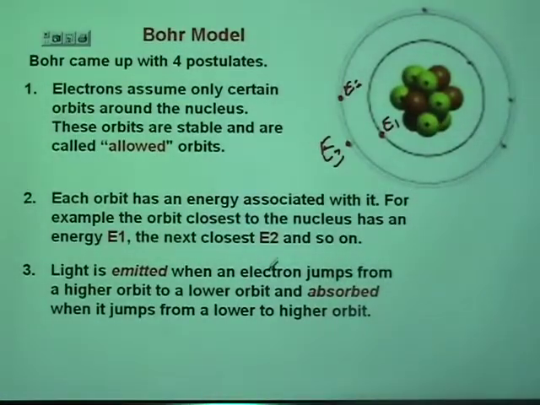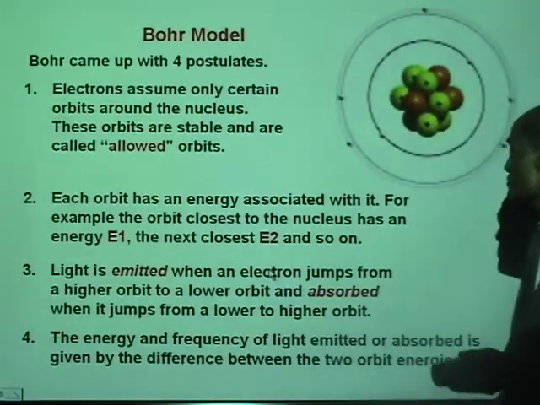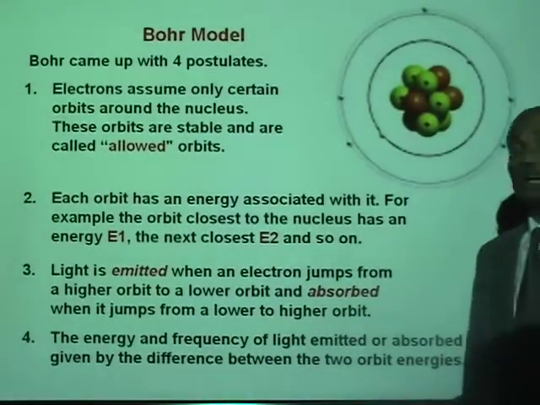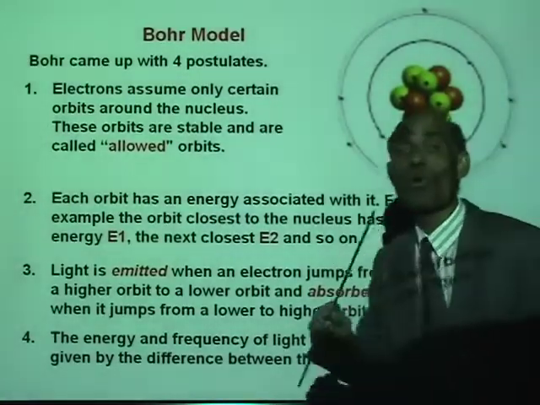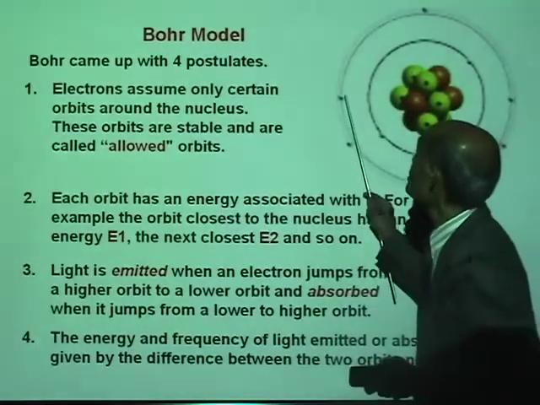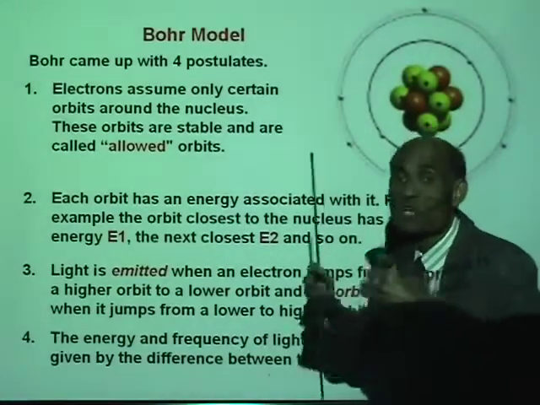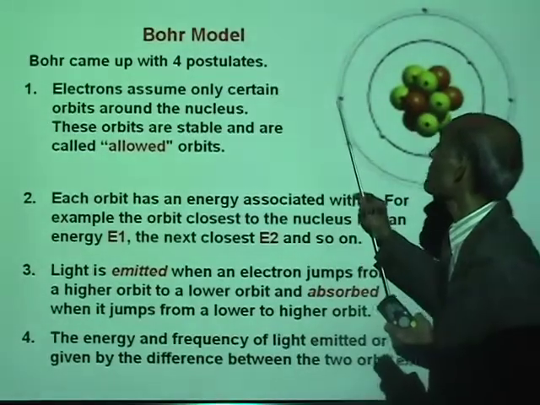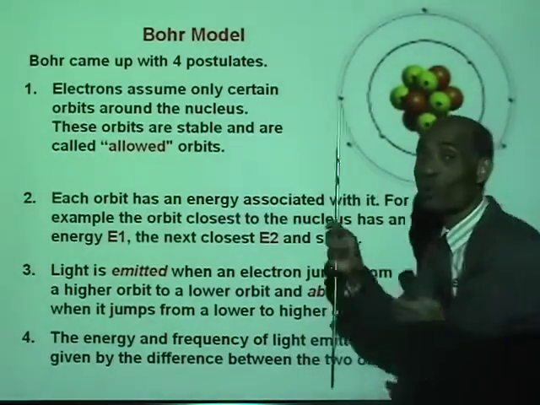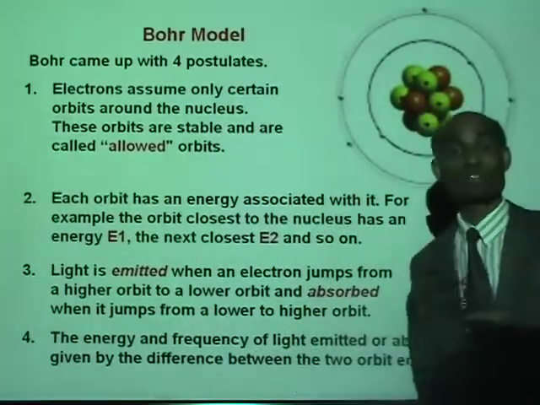All right. What is the next postulate according to Bohr? The fourth postulate said the energy and the frequency of light emitted or absorbed is given by the difference between the two orbit energies. An electron jumping from the second orbit to the first orbit will emit the difference between those two energy levels. An electron jumping from the third orbit to the first orbit will emit the difference between those two energies. That is what postulate 4 says.